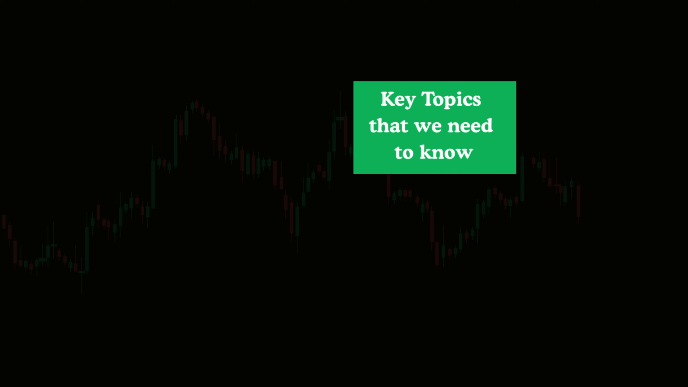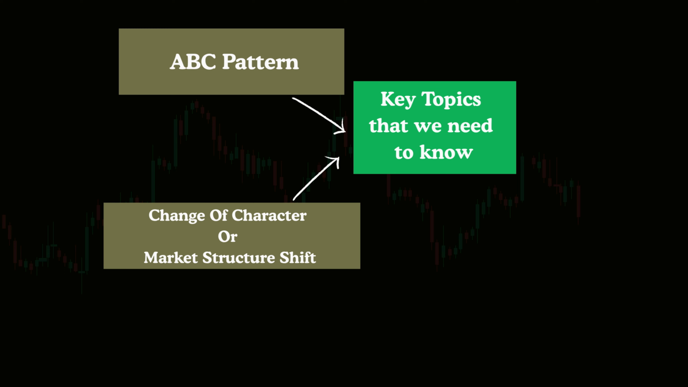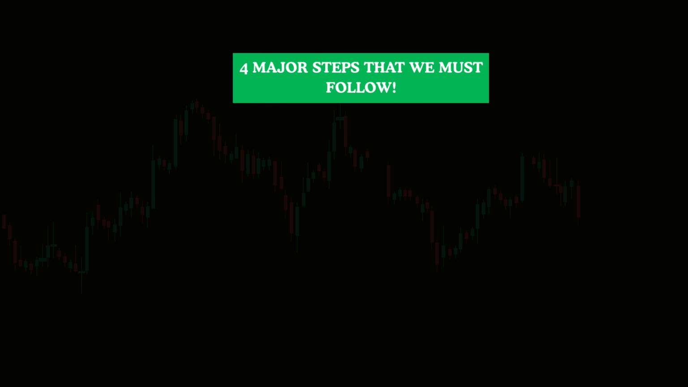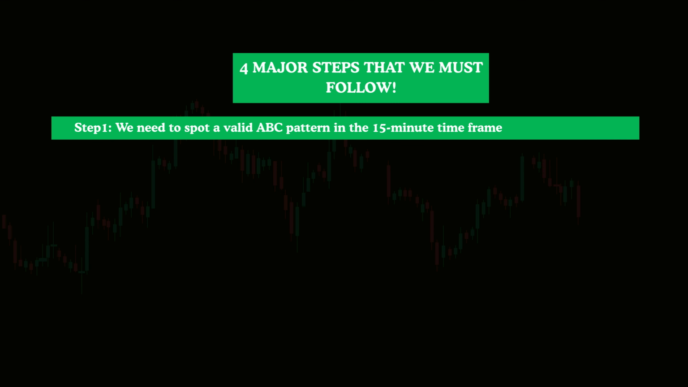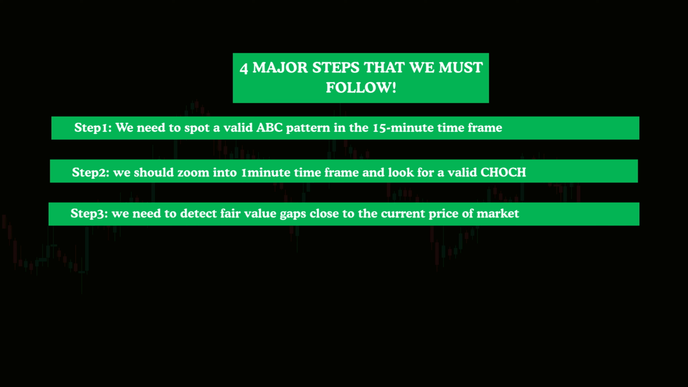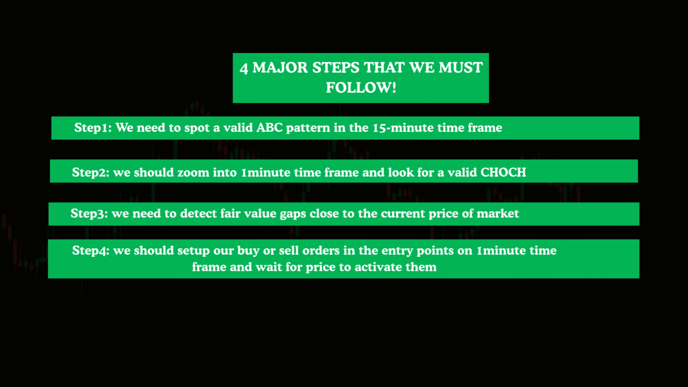So traders, now that we've covered the foundational elements of our strategy, let's dive deeper into the specifics and examine the exact steps and guidelines we must adhere to. Our method is based on 4 essential steps to implement. Step 1 involves identifying a confirmed ABC pattern on the 15-minute chart. Step 2 requires switching to the 1-minute chart to search for a legitimate change of character. Step 3 calls for locating fair value gaps that are near the current market price. Step 4, we place our buy or sell positions at the designated entry zones on the 1-minute chart and wait for the market to trigger them.